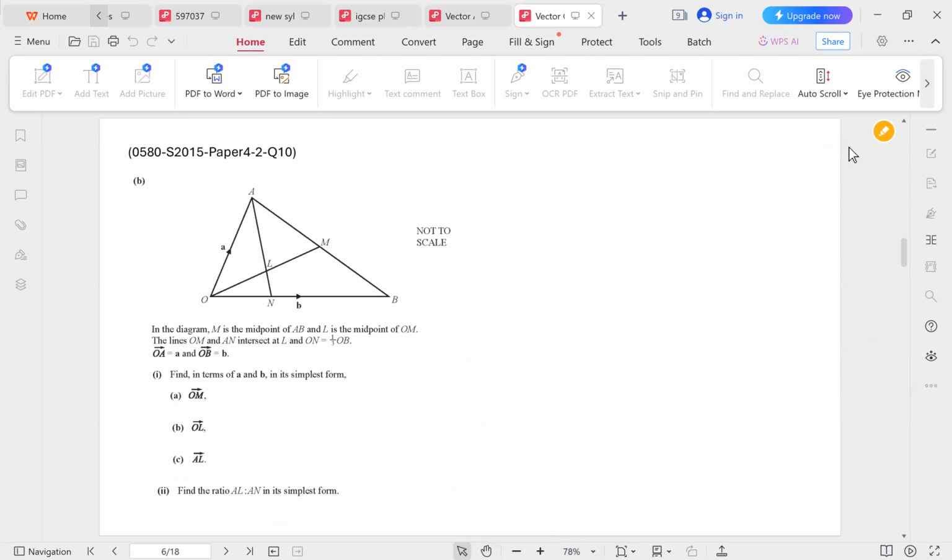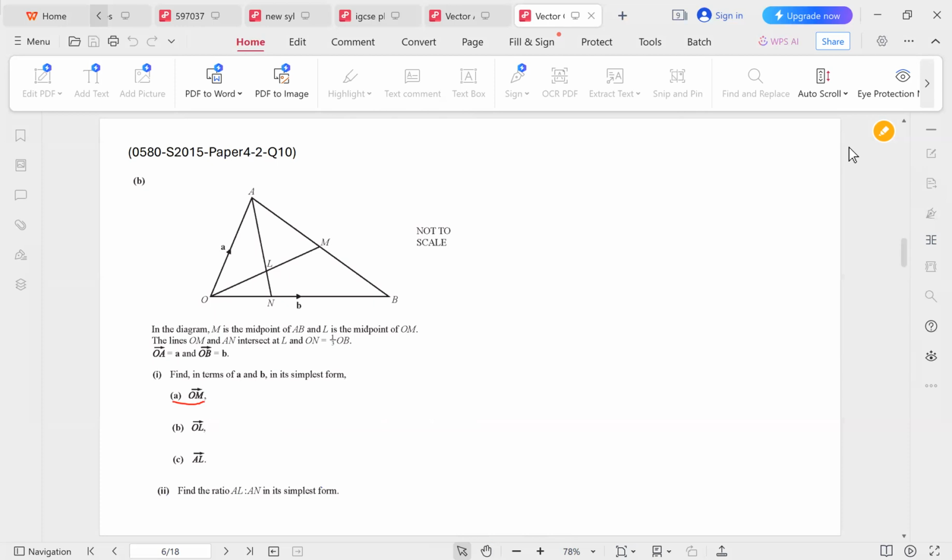In the diagram, M is the midpoint of AB and L is the midpoint of OM. The lines OM and AN intersect at L, and ON equals 1 over 3 OB. Find, in terms of A and B in simplest form, OM. In the previous video, we had a similar case and we derived how to find OM. I'm going to derive it and then I'm going to tell you about a shortcut that we can use.